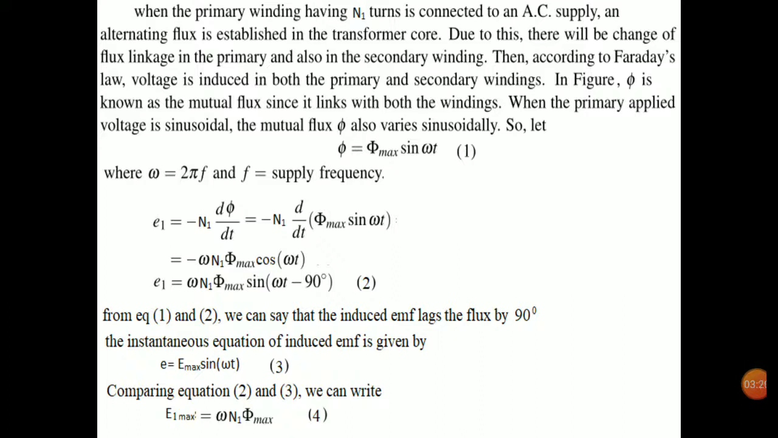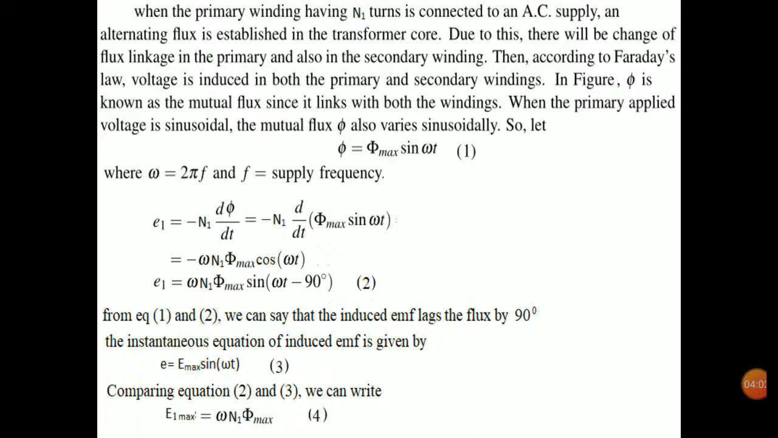We know the standard equation for instantaneous induced EMF, that is e is equal to E max sin omega t. Let this be equation number 3. Now compare equation number 2 and equation number 3. The LHS are the same in both equations, the induced EMF, and on the RHS we have the sin term: sin of omega t minus 90 in equation 2, and sin omega t in equation 3. So just equate the coefficients of sin omega t. In equation number 3, the coefficient of sin omega t is E max.